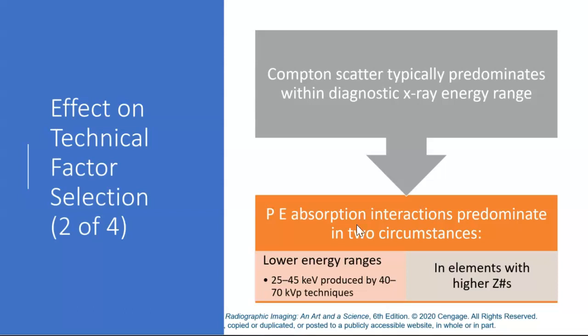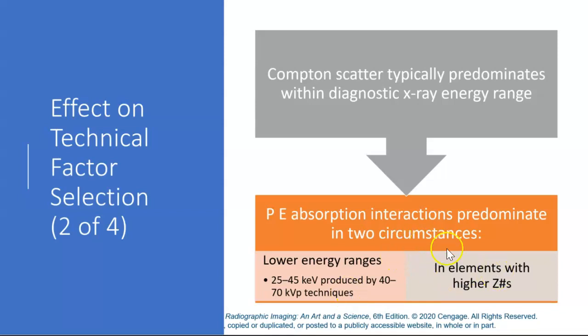So Compton scatter typically predominates within the diagnostic X-ray range. And photoelectric interactions predominate in two circumstances: with lower energy ranges, so 25 to 45 keV, produced by 40 to 70 kVp techniques. So as you learn and go through this, the average is 30 to 40% of the chosen kVp. If you take this 30 to 40%, you're right at 40 to 70 kVp. You're going to cover that in your emissions portion, okay?